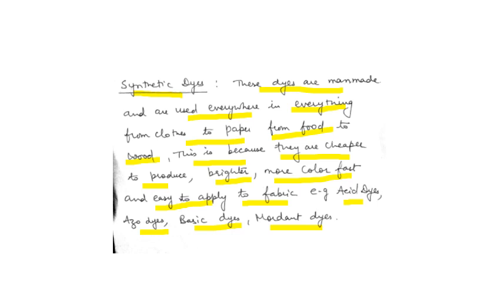So we can say, as compared to natural dyes, they are cheaper to produce, brighter to attract any kind of consumer to purchase the fabric, have more color fastness and are very easy to apply. These properties make synthetic dyes used everywhere. So this is one of the classifications, based on the source of the materials, that is natural and synthetic dyes. In the next lecture, we are going to see another mode of classification.